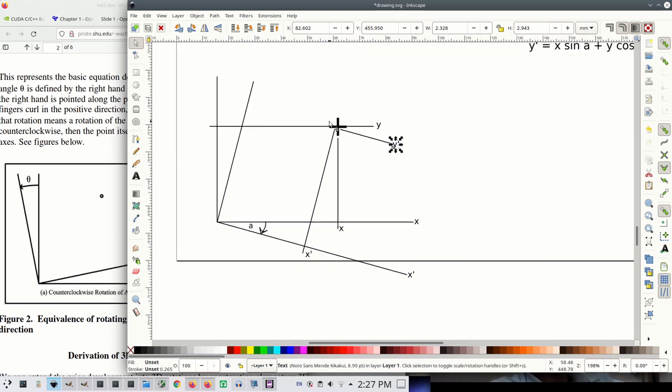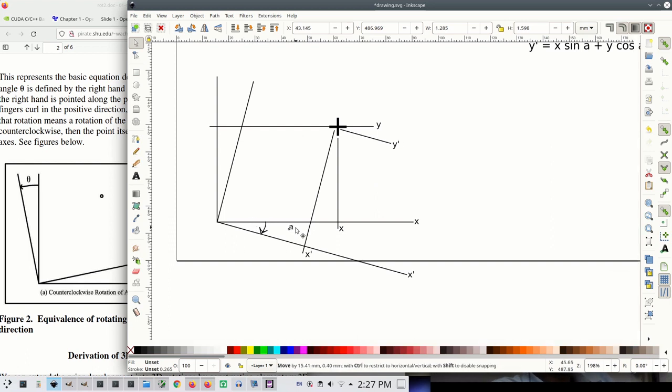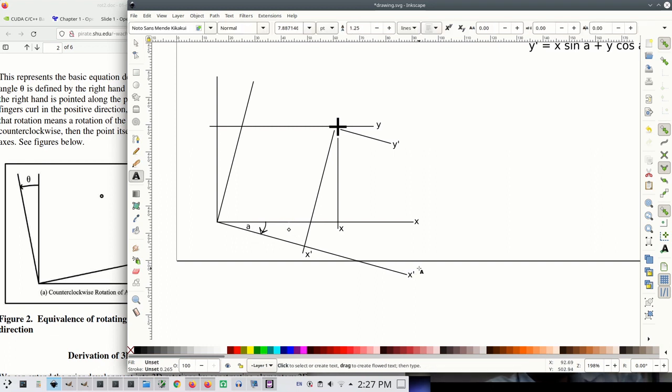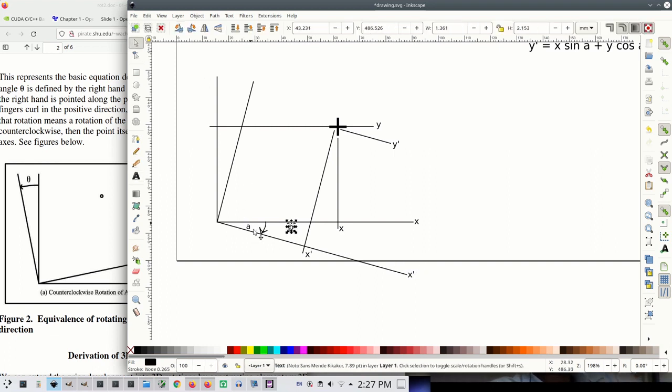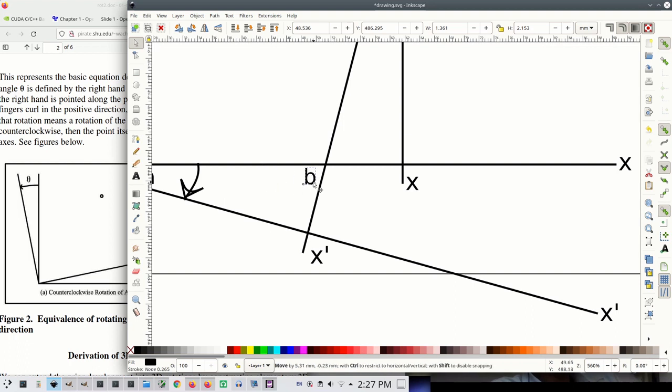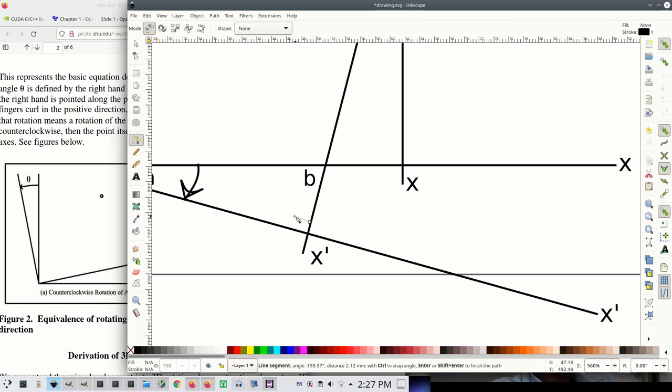So this is a right angle triangle, and this is a right angle triangle. If this angle is A, then this one is going to be 90 minus A. We'll call it B, because it's a right angle triangle. So the other two, this one is 90 degrees, and this one is 90 degrees.